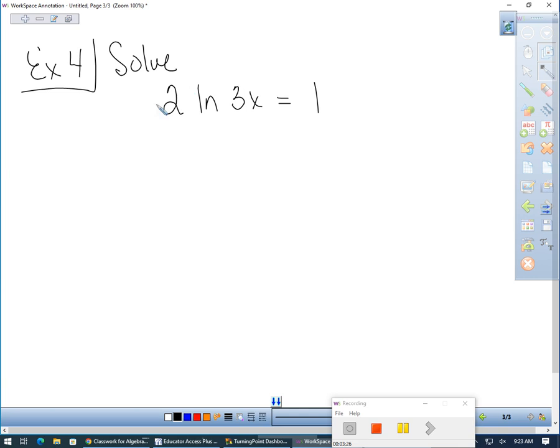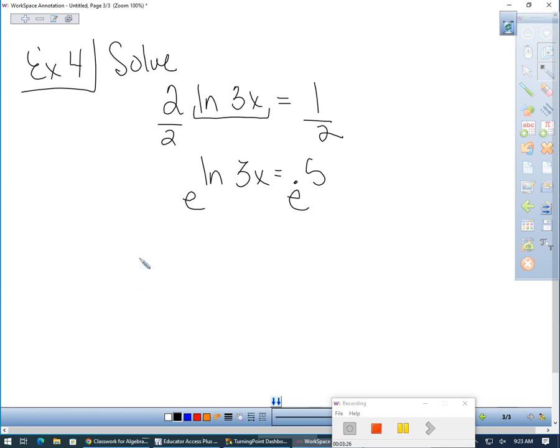So one option is to take this 2 to the exponent of your whole 3x. The better option, however, is to isolate this natural log of 3x. So I'm going to divide both sides by 2. We have the natural log of 3x equals 1/2 or 0.5.